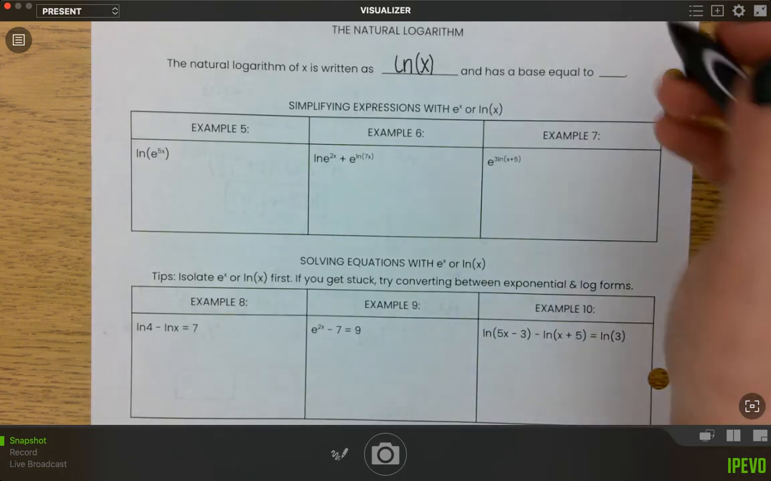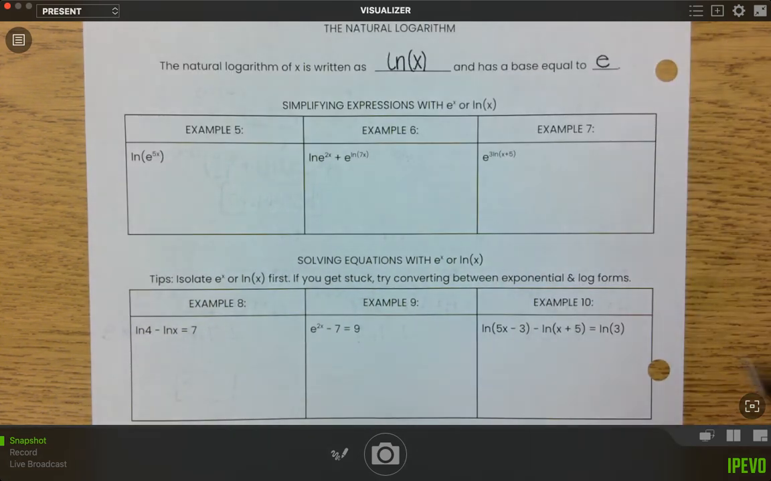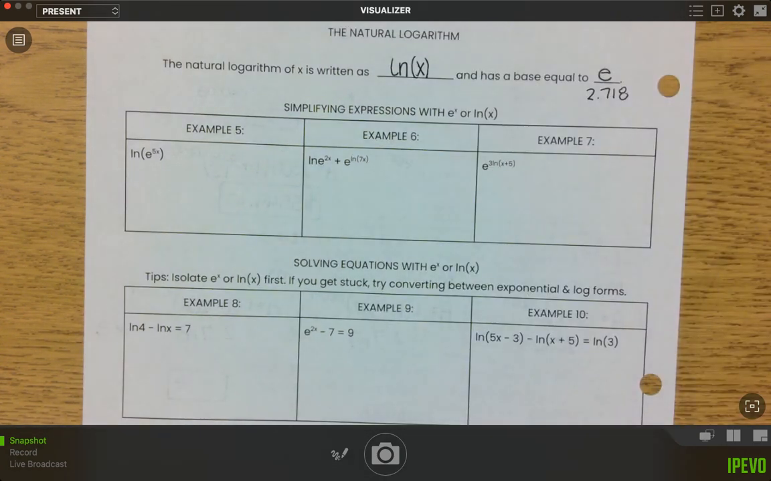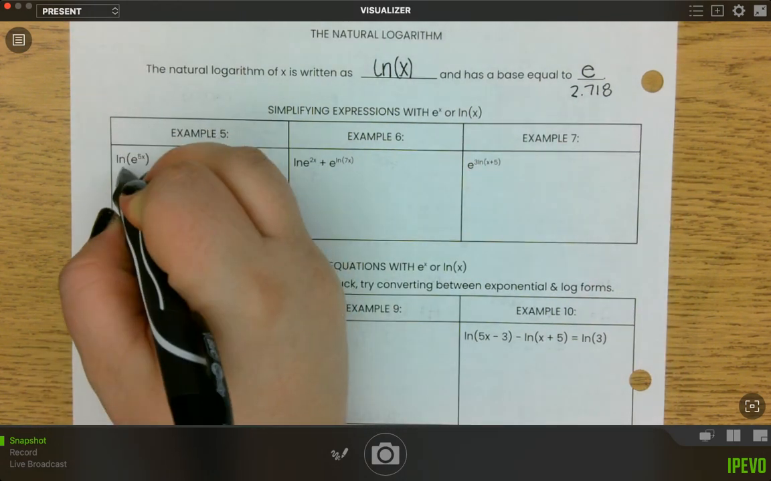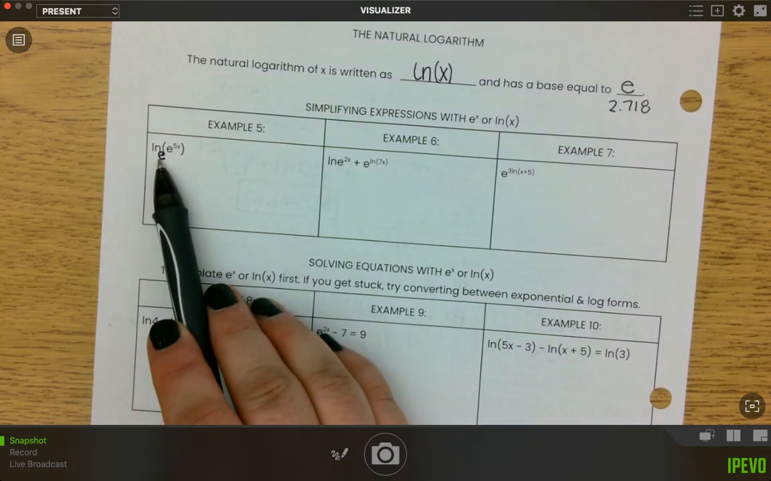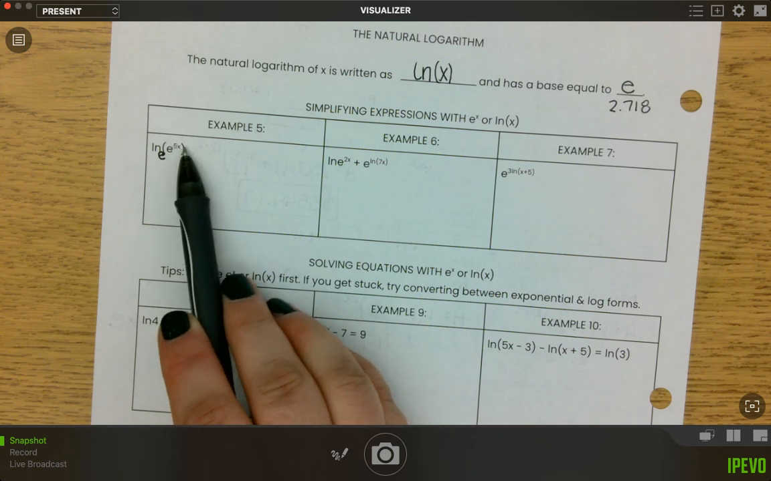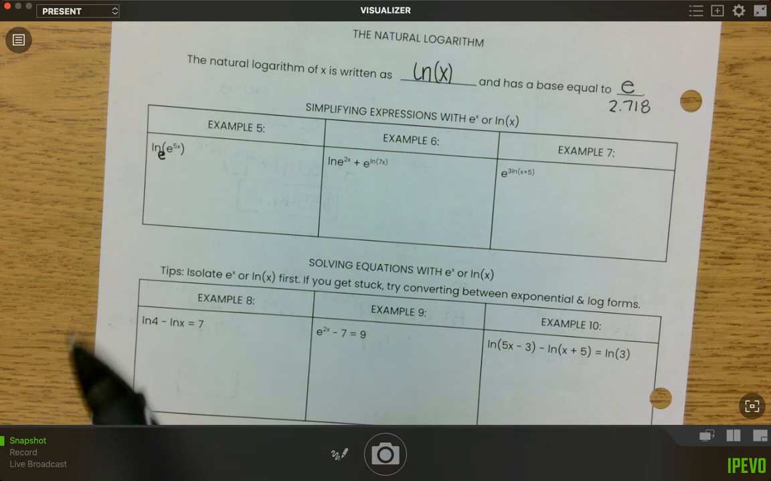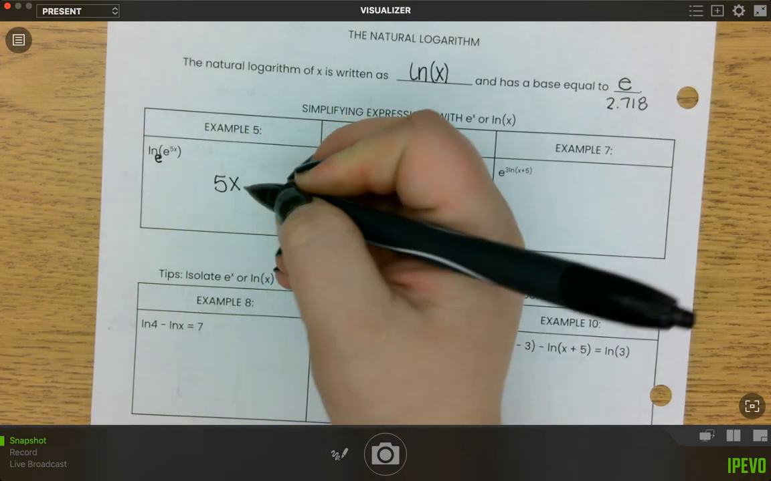And it has a base equal to e. So just a reminder that e is the value 2.718 approximately, and it comes from something called continuous interest. And basically what we're going to do is just work with this a little bit. Over here, because the natural log has a base of e, remember that anytime a log has a base and an inside piece that has the same base, so these two e's, the natural log of base e and this e cancel out, and it's just 5x.